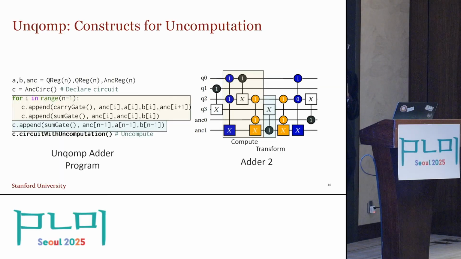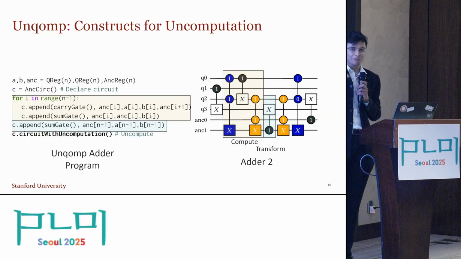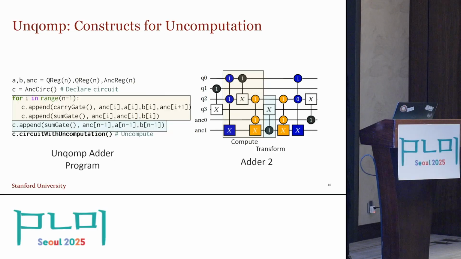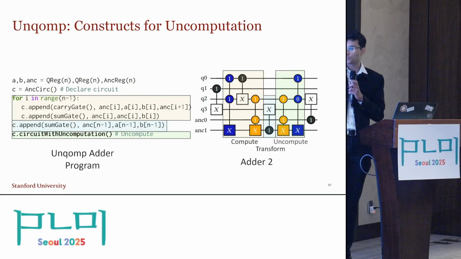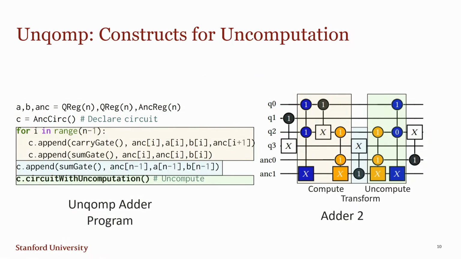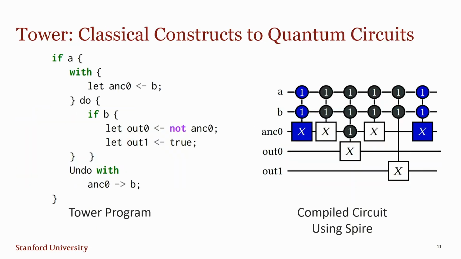Now, unlike a classical program, you can't just get rid of those temporary results that you created. What you need to do is carefully unentangle them from the rest of the qubits, and one way to do that is uncomputation. Unqomp allows you to just call a circuit with uncomputation, where the compiler would go in and directly instantiate and synthesize these uncompute gates for you, creating this compute transform uncompute pattern.